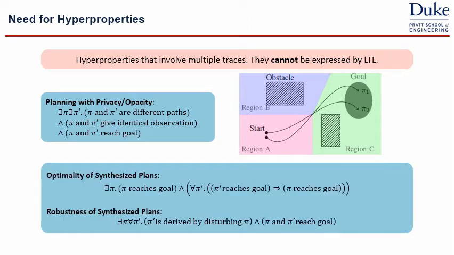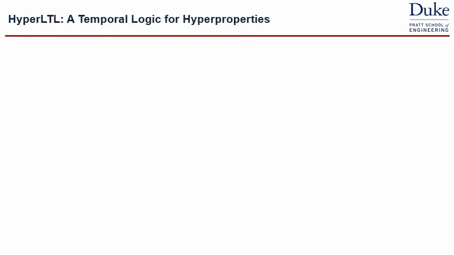Similar examples are optimality and robustness. The synthesized path pi is optimal if for any path pi prime that reaches the same goal, it takes a longer time. And robustness basically means that for any path pi prime that is derived by perturbing the path pi, the design objective is still satisfied. So we have seen that there are many important robotic planning objectives that are hyperproperties, for example, opacity, optimality, and robustness.